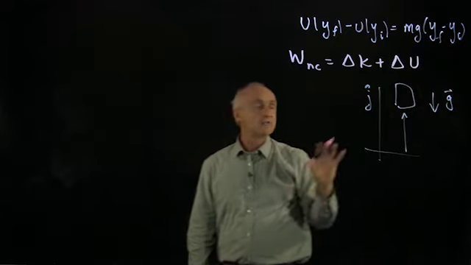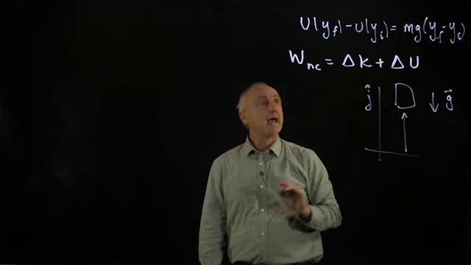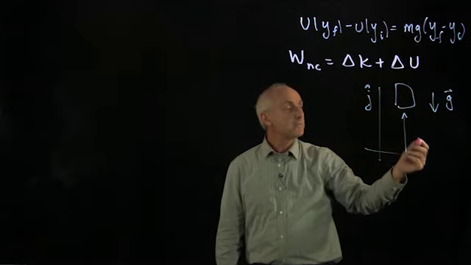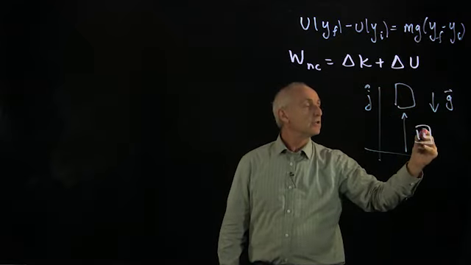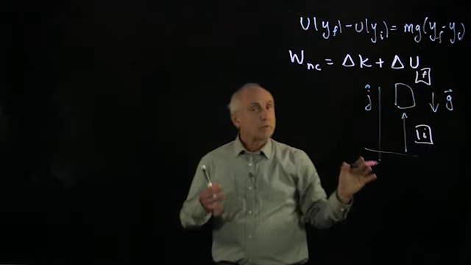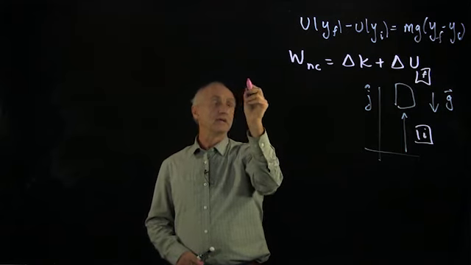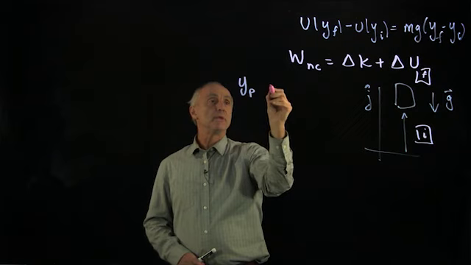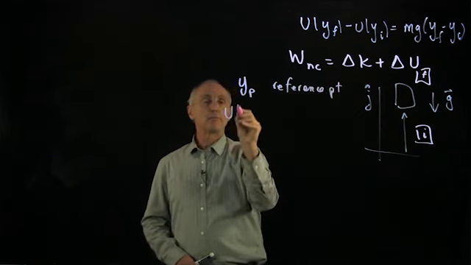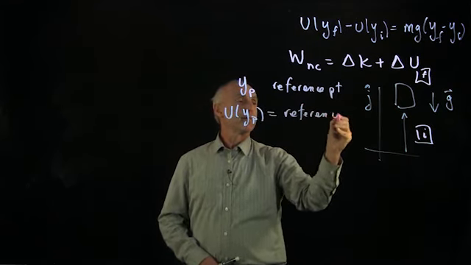Now what we'd like to do is establish the concept of a reference point for potential energy. And we'll do that as follows. See, the change in potential energy only depended on our initial state and our final state. What we'd like to do is introduce the concept of a reference point. So let's identify some point y_p to be our reference point, and we'll define a potential U_p to be the reference potential.